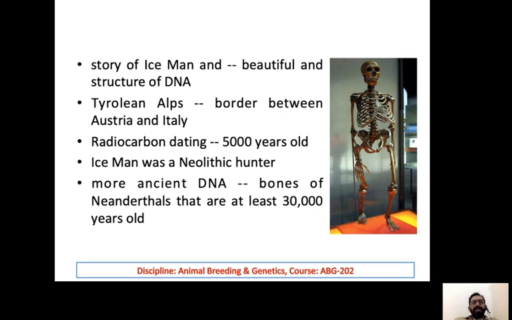So DNA of this skeleton was extracted and sequenced. But more recently, an ancient DNA from the bone of Neanderthals was also extracted, that is at least 30,000 years old. So we can conclude from this information that DNA is the most stable material.